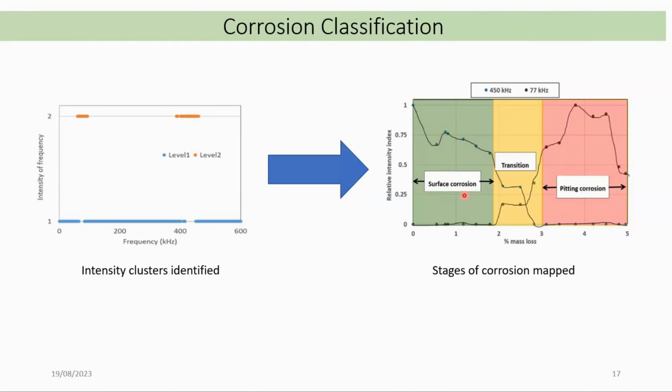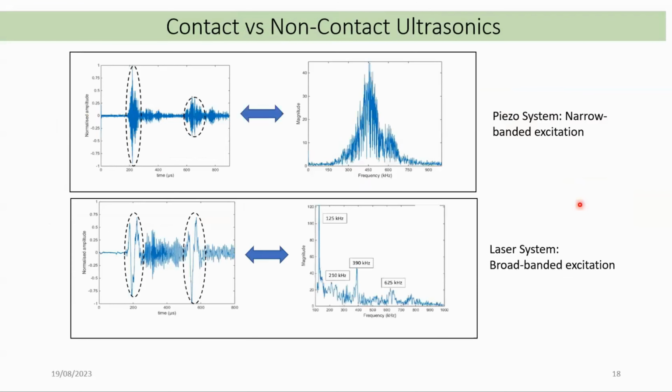So we have found different stages of corrosion: surface corrosion, transition corrosion, and pitting corrosion, using ultrasonic waves. Now we have talked about how these waves behave when excited by a piezo-based device. Now we will see what happens when we use a high power laser system. In the piezo system, the signal is focused in a very narrow banded region. But in a laser system, though it has higher energy, the signal is split and scattered. The signal strength comes at different frequencies, so that is a challenge for monitoring different levels of corrosion.